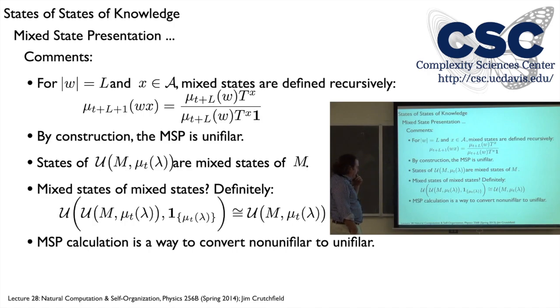We can think about mixed states of mixed states. I mean, if I have another presentation that's also a hidden Markov model, I can do it again. It turns out that this tops out if you use the start state. So what I'm doing here is applying U to the mixed state presentation of M, but I choose this start state with all the probability on the original state distribution, and then the names have changed, but it's isomorphic to the original mixed state presentation of M. And then a final important point is that I now think of this operator U as a way of converting non-unifilar presentations to unifilar.